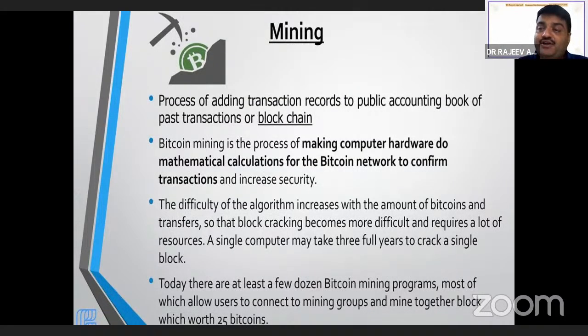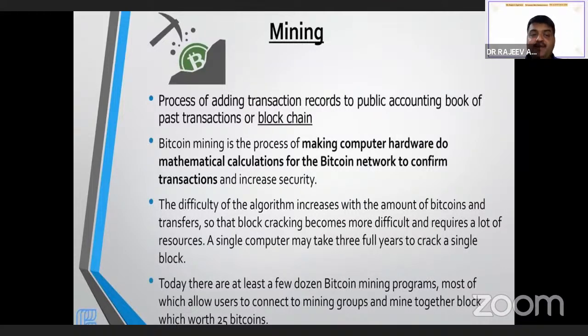The computers required for that are very high end. Each computer costs more than 8 lakhs, 10 lakhs, and you need at least 4 or 5 computers in a nice air conditioned room, with a person continuously working on it algorithmically, and only then does this get generated. So Bitcoin mining is a process of making computer hardware do mathematical calculations for the Bitcoin network to confirm transactions and increase security.